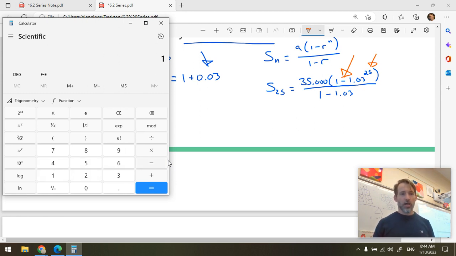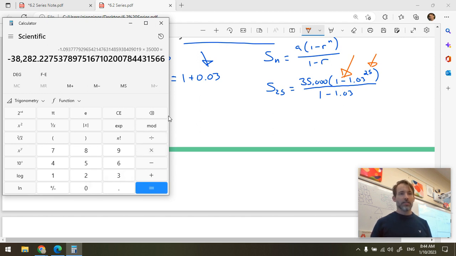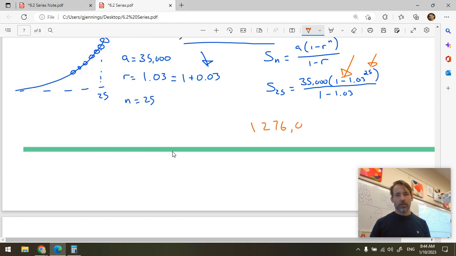So I'm going to start in the bracket: 1 minus 1.03 raised to the power 25 equals negative 1.09. So that's what's inside the bracket up there. I multiply that by 35,000. That's the top of the fraction, negative 38,000, and so on. It's not a meaningful number at this point. Now I divide it by, put in brackets, 1 minus 1.03, and the bracket equals, there we go, 1,276,074 dollars and 25 cents. You can buy a house and make a phone call.